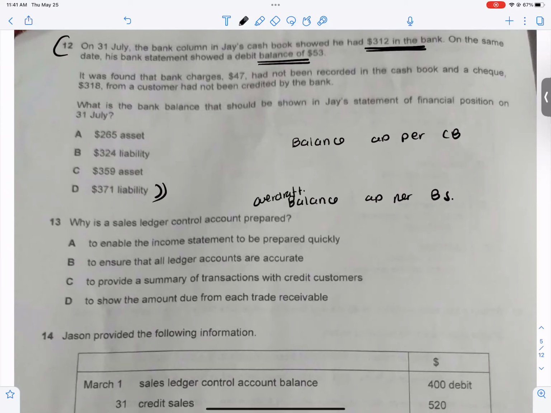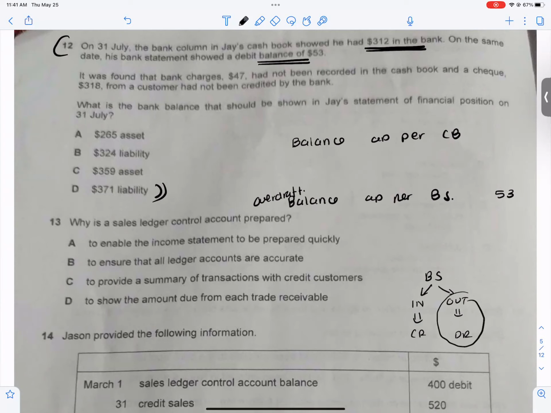Does debit balance mean overdraft or does credit balance mean overdraft? In the bank statement, when the money is coming in, it is credit, and when the money is going out, it is debit. Okay, so there was an overdraft as per bank statement of 53.